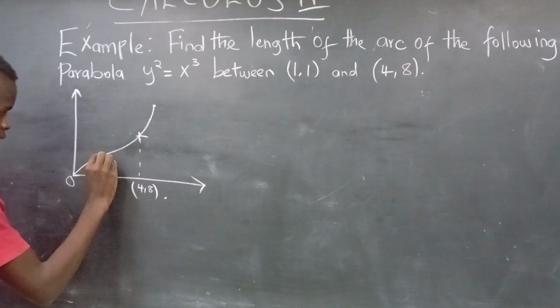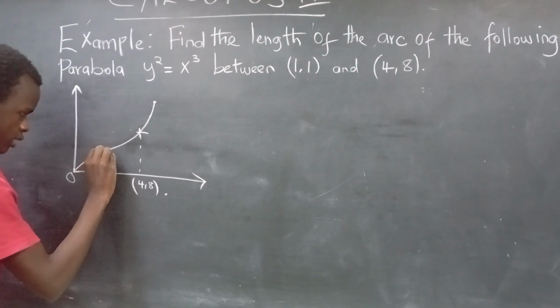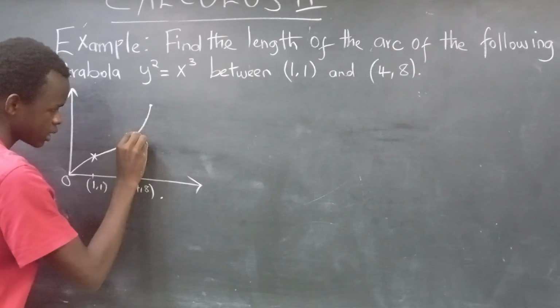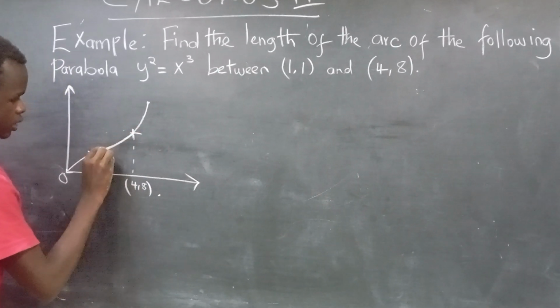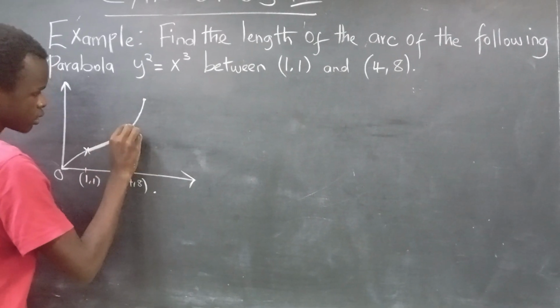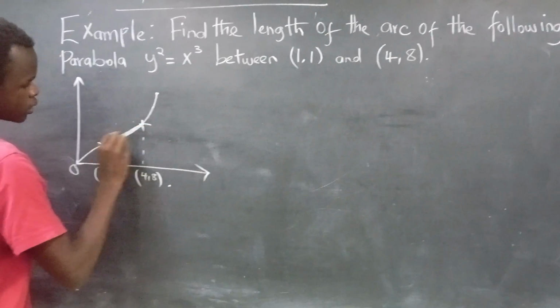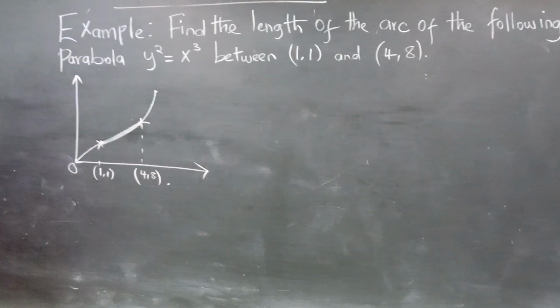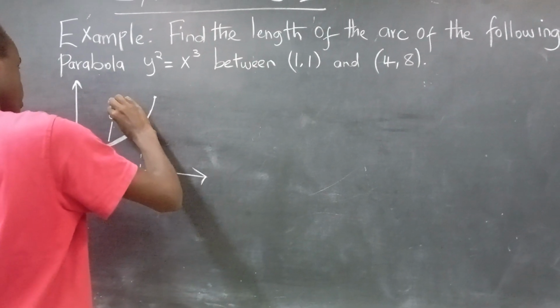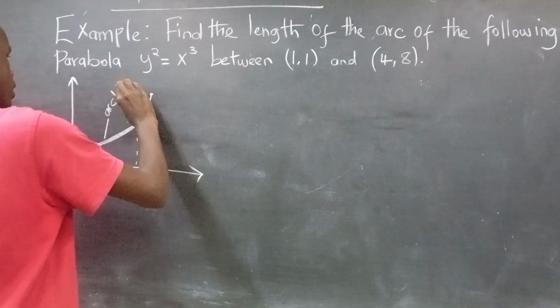So I'm told find the length of the arc of this parabola. The length that we are requiring is from here, so let me draw a thick line. This is the arc length we'll be finding, so we'll be trying to find the arc length for that.